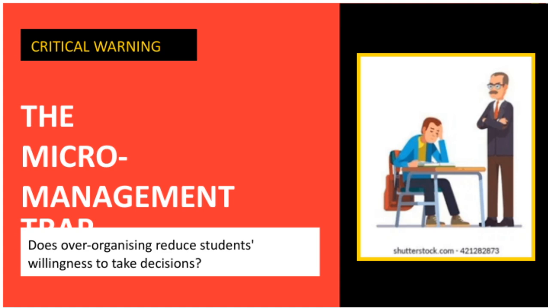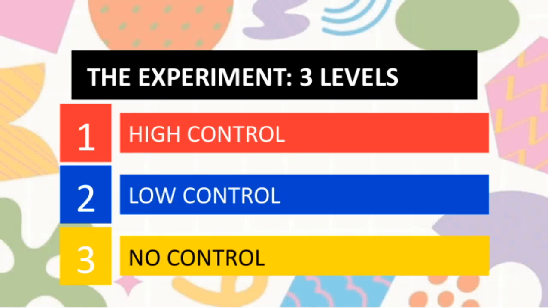This is a critical warning because, while structure is important, too much oversight can backfire. It can lead to students feeling overwhelmed or even paralyzed, fearing that every decision is scrutinized or that they might fail. So, the key here is finding a balance, providing guidance without taking away their autonomy. Remember, encouraging decision-making is essential for their growth, but overorganizing can hinder that process. It's a delicate balance that we need to be mindful of as educators and mentors, especially if we want to foster confident, independent learners.